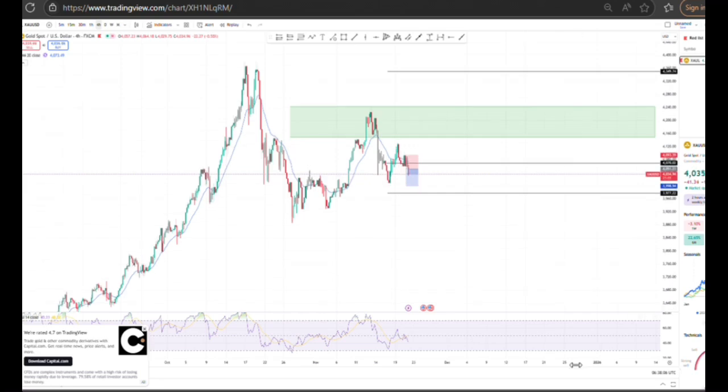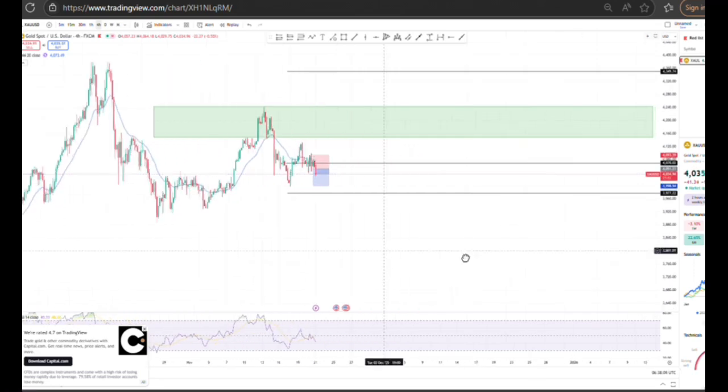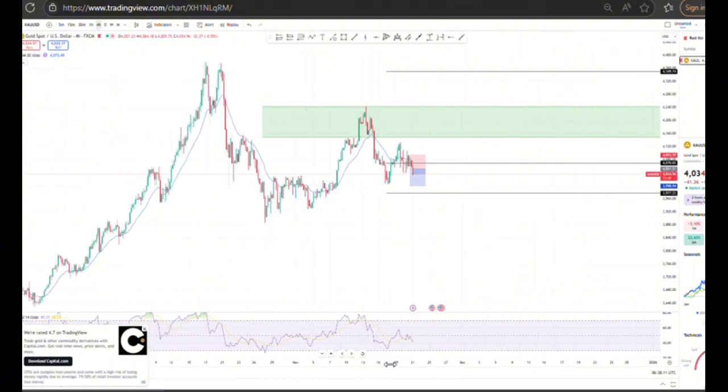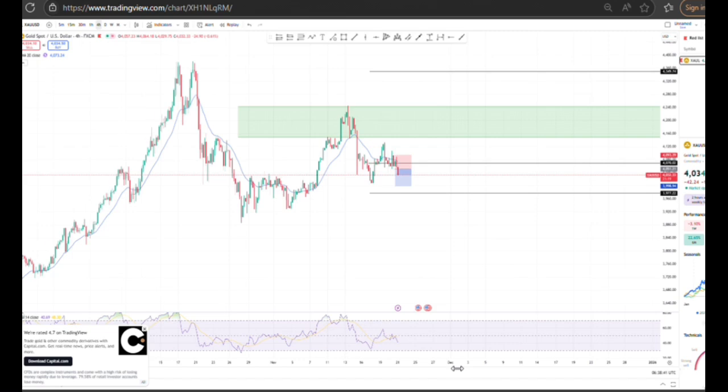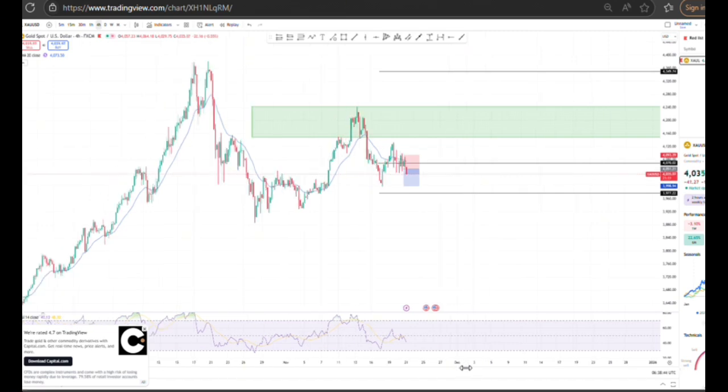Today is just a little discussion on my thoughts on market structure. There are a lot of tutorials out there on market structure, and I'm not here to condemn any thoughts about market structure. I'm just here to make things simple for you to understand how market structure works and what I think about it. Alright, so this is gold.